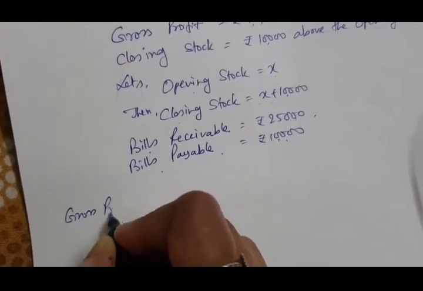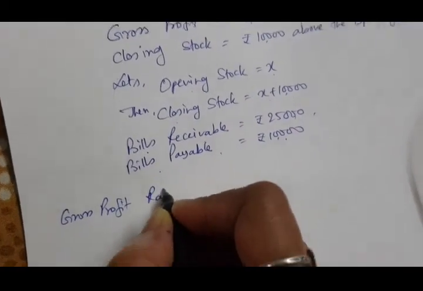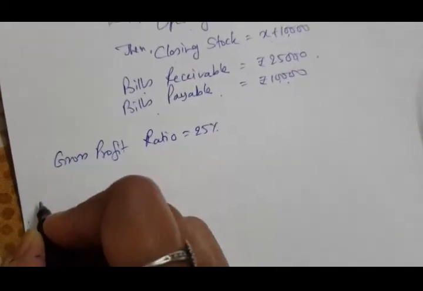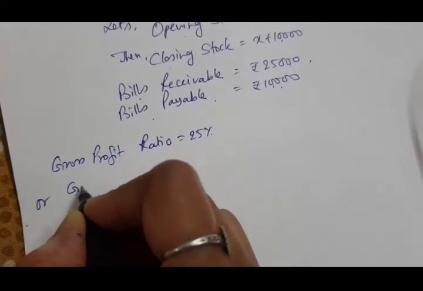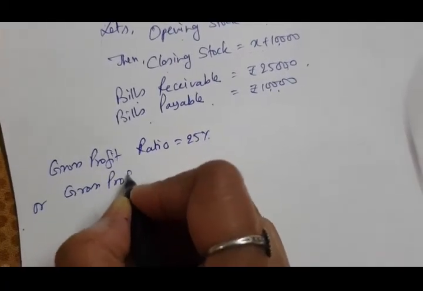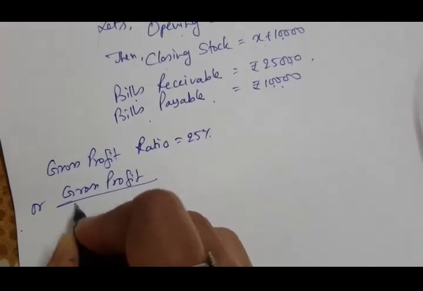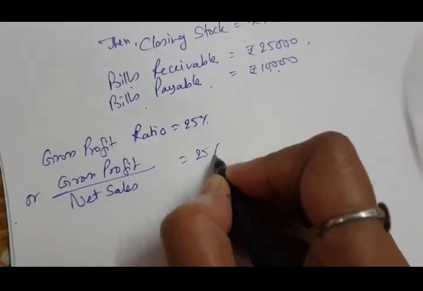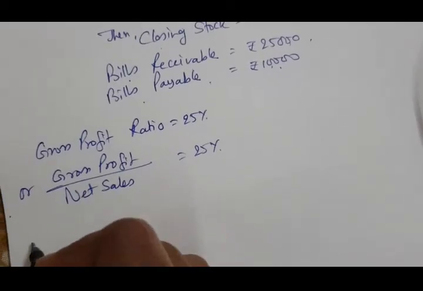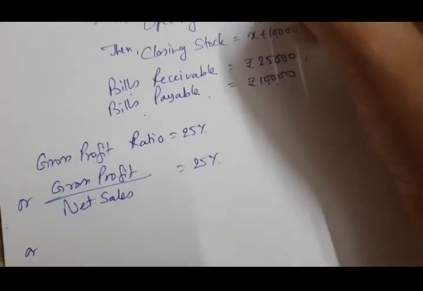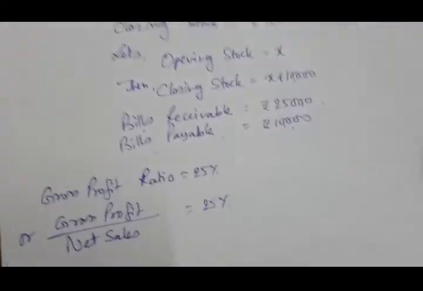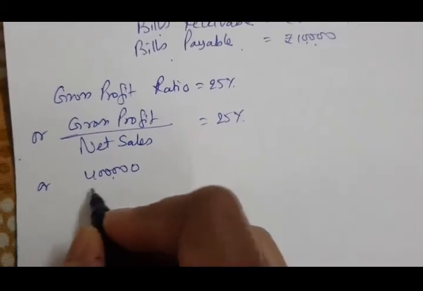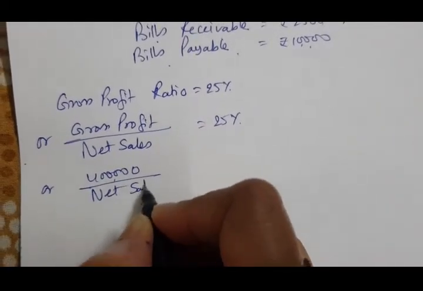Gross profit ratio is given as 25%. The formula is gross profit divided by net sales into 100, but as this is given in percentage, I am not writing into 100. Gross profit is given here as 4 lakh, so let me put 4 lakh here, or net sales.